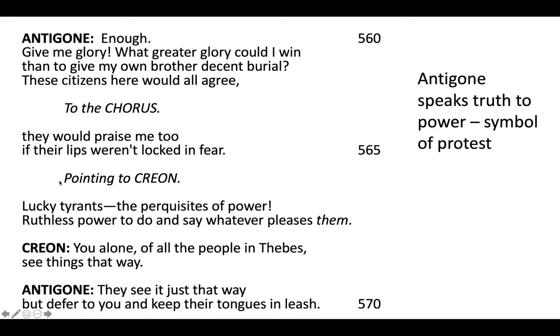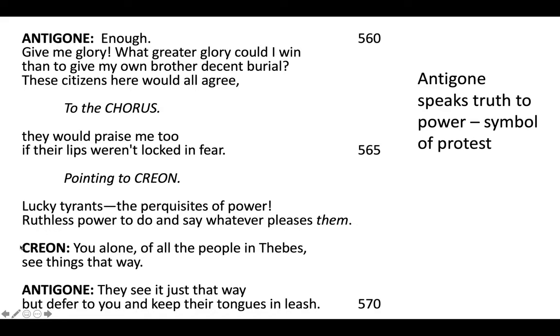And then she points to Creon and says, "Lucky tyrants, the perquisites of power, ruthless power to do and say whatever pleases them." Perquisites is a fancy word, but if you've heard the word perk, a perk is like a benefit. So the benefits of power is that tyrants can do whatever they want and say whatever they want. And no one will speak up because they're afraid of the tyrant.